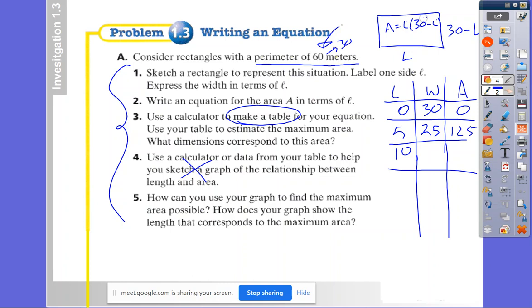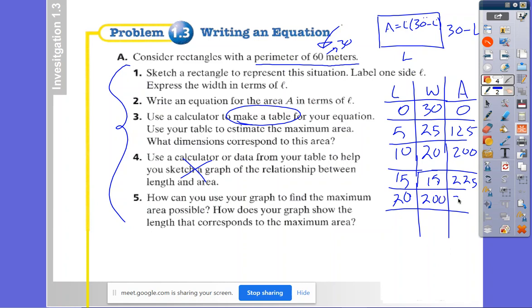For 10, 30 minus 10 is 20, and 20 times 10 is 200. For 15, 30 minus 15 is 15, times 15 is 225. Obviously, this should be 15. If my length is 20, 30 minus 20 is 10, and 10 times 20 is 200.